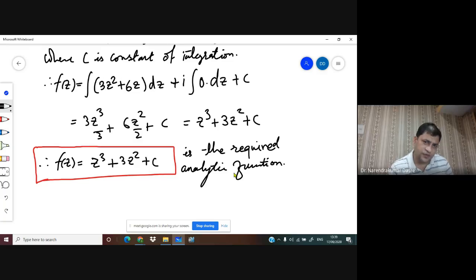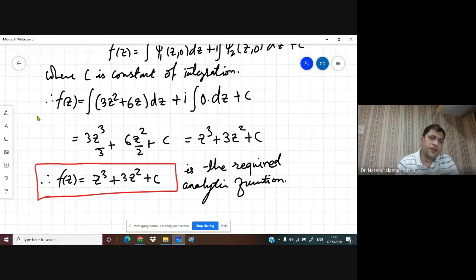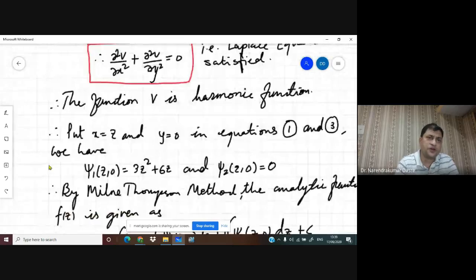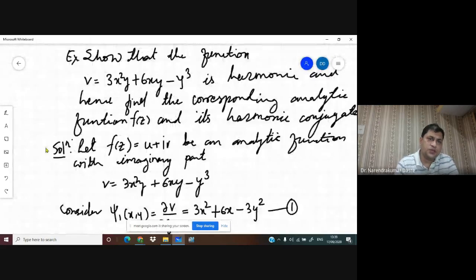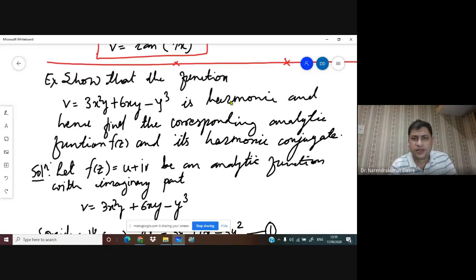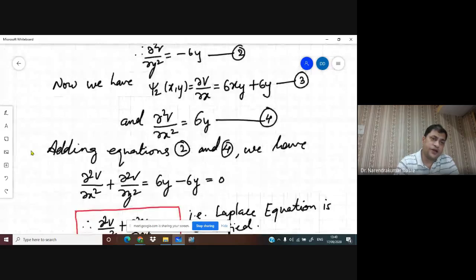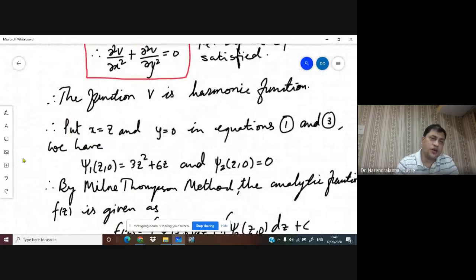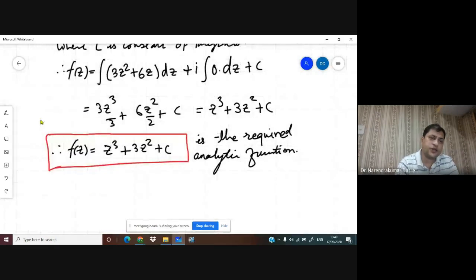So that's what we have, the analytic function. We are done with the second part of this example. First we had to show that this is a harmonic function, which we showed. Second, find the corresponding analytic function, which we calculated. Now the last part is to find its harmonic conjugate. So let us try to find the harmonic conjugate.